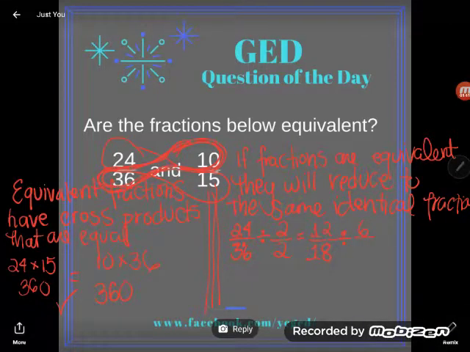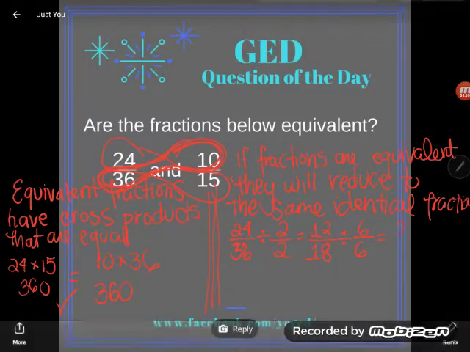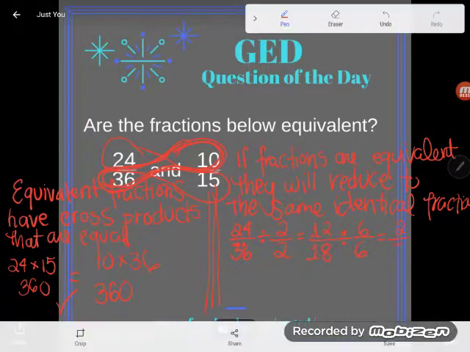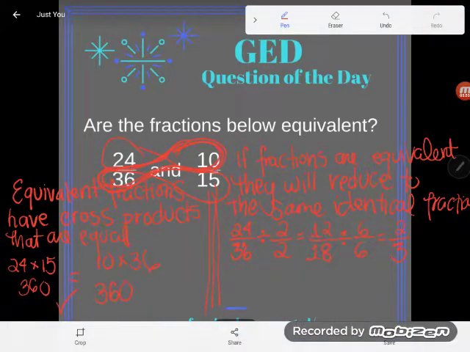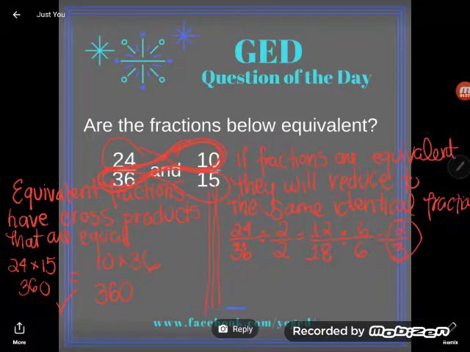Okay, and now I can see 12 and 18 still have something in common. I happen to know they're both on the 6 times tables. I'll divide a 6 out of both of them. 12 divided by 6 is 2. 18 divided by 6 is 3. The only common factor of 2 and 3, the only number that will divide them both evenly, is the number 1. And like I always say with fractions, 1 and done. Once you get to 1, you're done. So this is reduced to thirds.